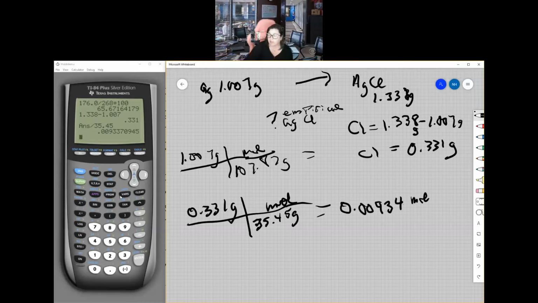And since I didn't leave myself a ton of space, I'll have to do some creative writing here. 1.007 divided by 107.87. That's what I wrote. Geez. That number looks sort of like the other one that I have.